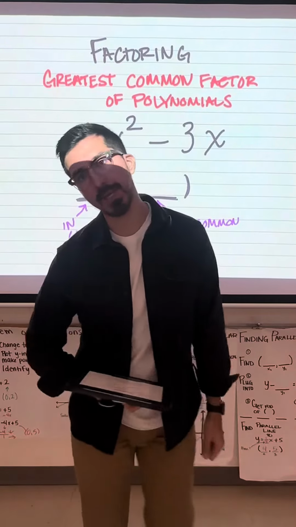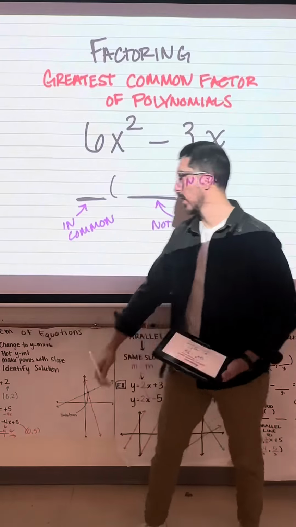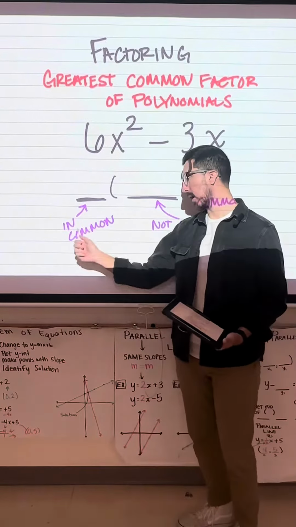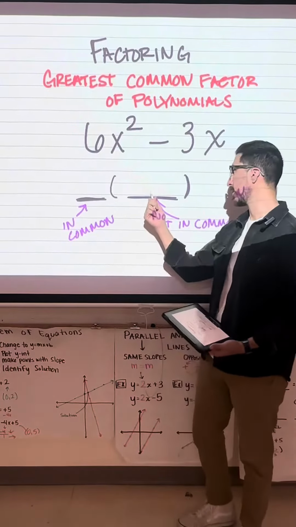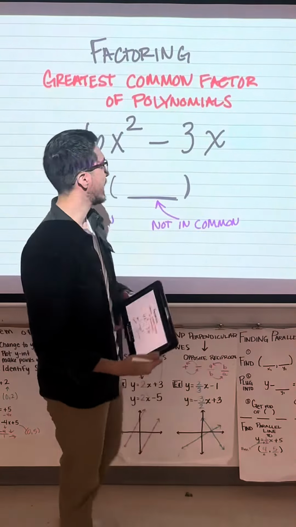All right, so let's talk about how to factor something that looks like this. And what I mean by factor, let's take out the greatest common factor. What that means is, let's take out what they have in common, goes out in front, what they don't have in common stays inside, and that's called the greatest common factor. So here's how we do it.